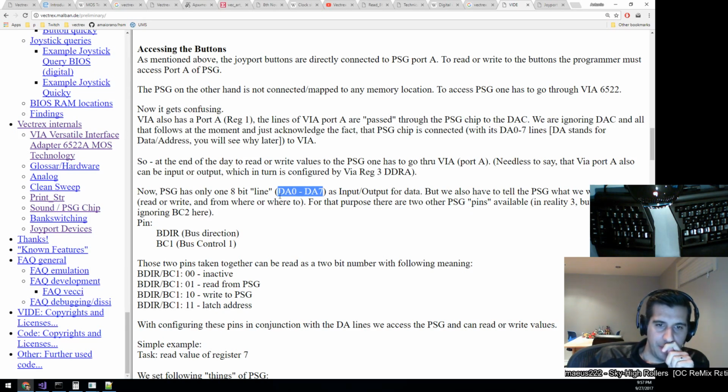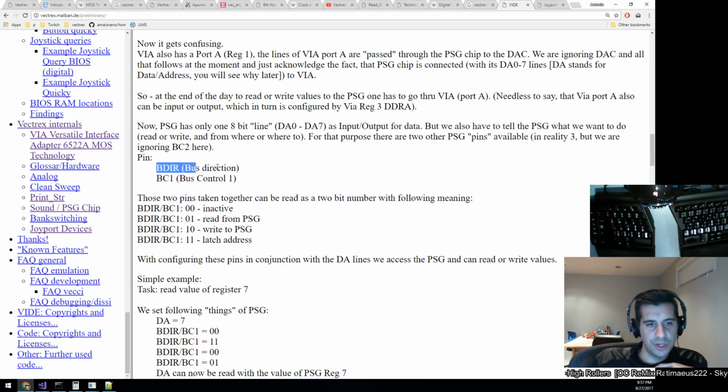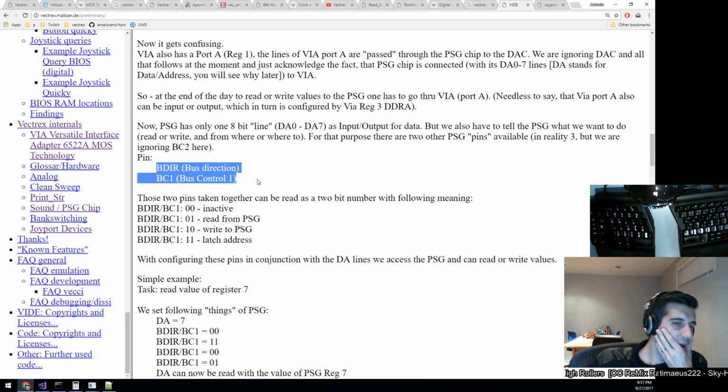The PSG has only one 8-bit line as input-output for data. But we also have to tell the PSG what we want to do, read or write, and from where or where to. For that purpose, there are 2 other PSG pins available. In reality, 3, but we are ignoring BC2 here. So there we go. Those are the 2 that we were talking about before.